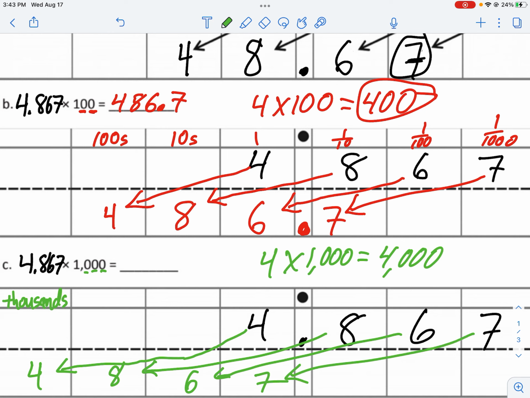8 tenths times 1,000 would give me 800. So my new answer here is 4,867. There's no decimal there. We don't need to put a decimal because there's nothing to the right of the decimal. Also, if you take note, our 7 here is in the thousandths place. And if I multiply 1/1000ths times 1,000, I get 1. So 7 thousandths times 1,000 will give me 7 ones. And that's where it landed, on the ones.